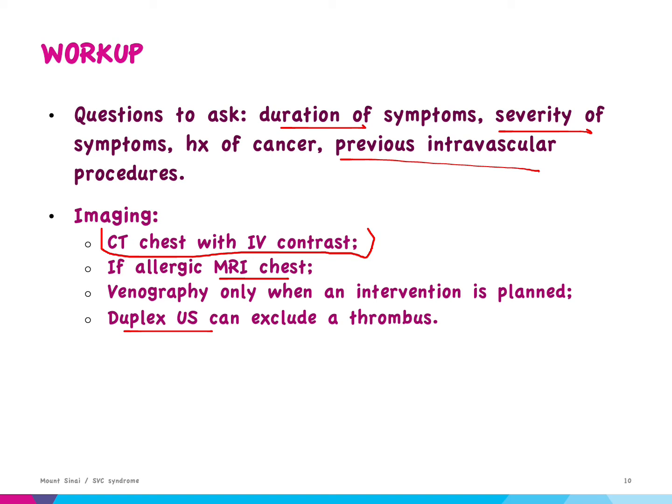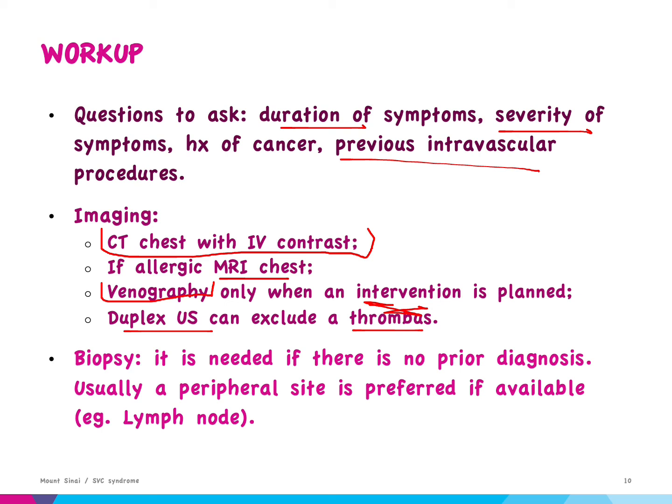The ultrasound, though, most likely will see if there is a thrombus, but will not see if there is a mass. Venography is usually not done, even though it, of course, will be the gold standard, but we will only jump to the venography if we need to do an intervention, so if the patient is acutely decompensating.